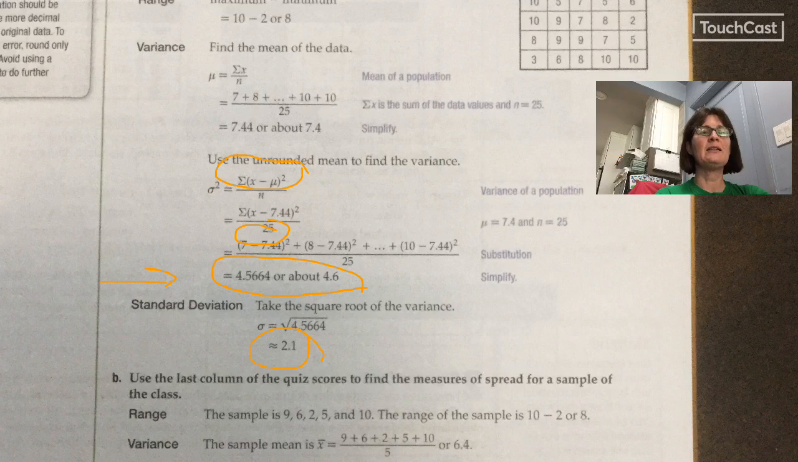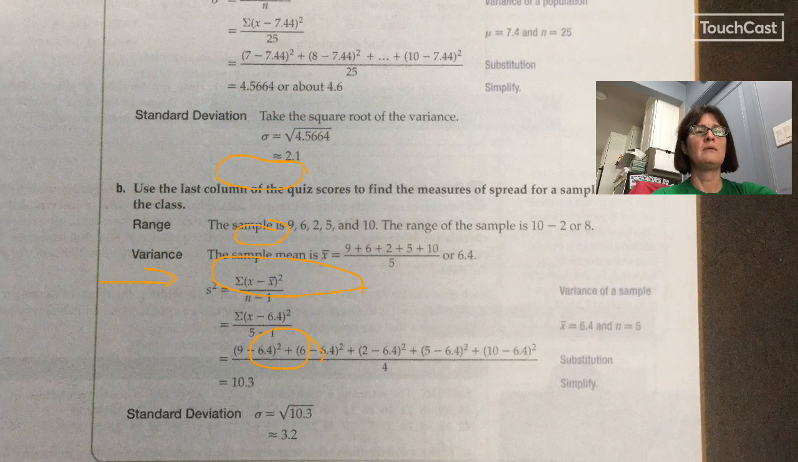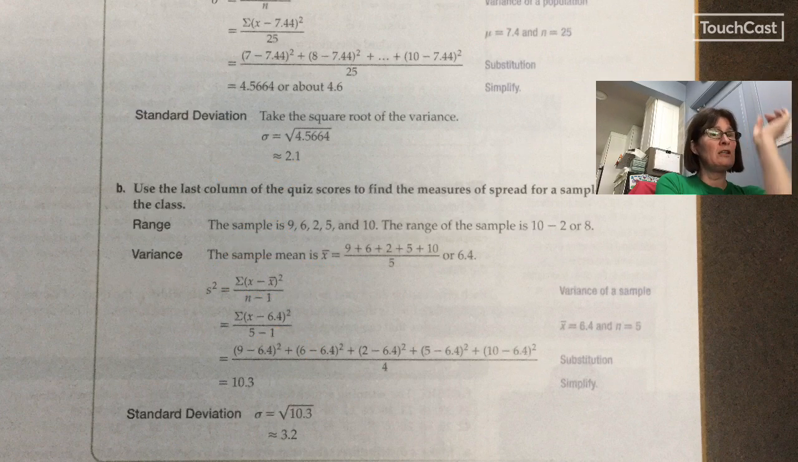If instead we wanted to just take the last column of scores and say that that's a good predictor of what's really happening in the whole class, now we're talking about a sample of the population. And when you go through to compute the variance and the standard deviation, you're going to divide by n minus 1. So you can kind of walk through that example here.